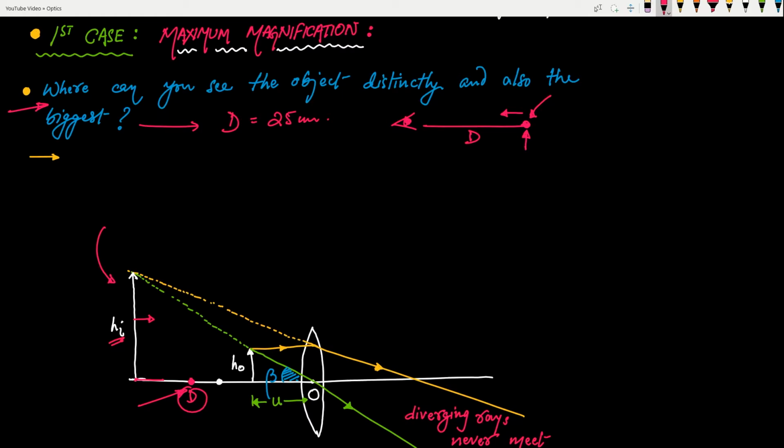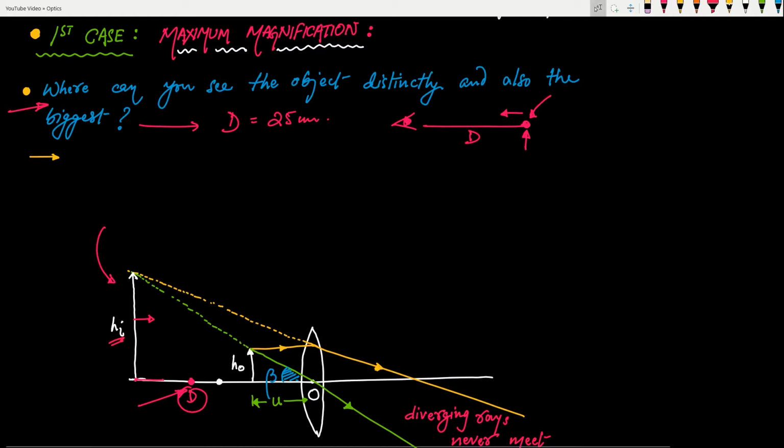Now if the image crosses D, then what will happen? The image will become bigger, but the clarity of the image will be lost. That is, the image will become hazy. So the concept that you need to understand here is that the object will have maximum magnification when the image is formed at D. This is the concept I need to make you understand.